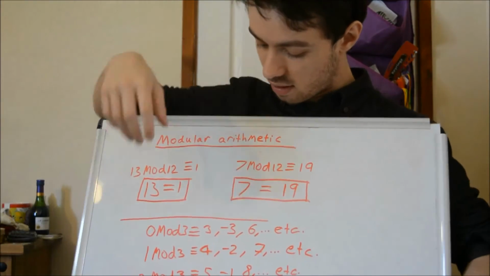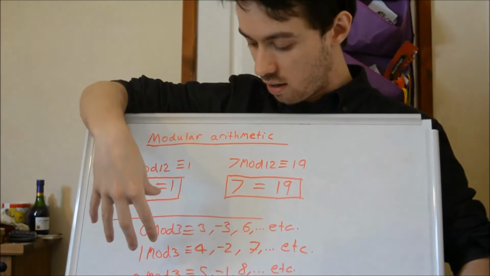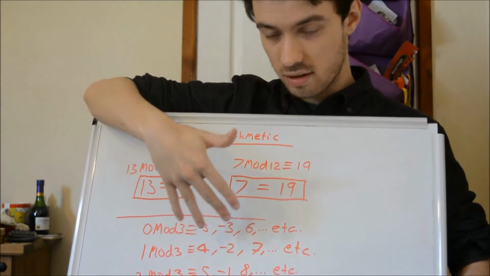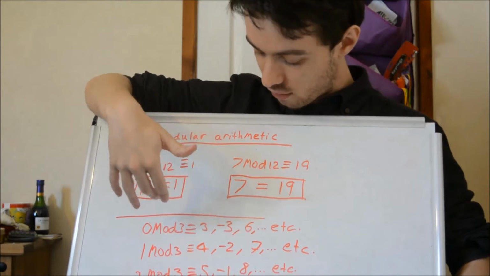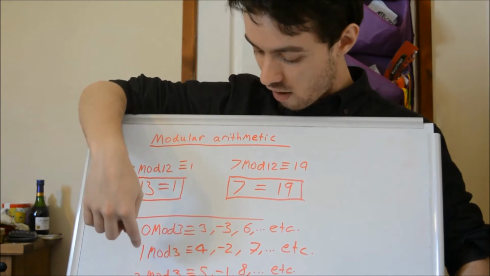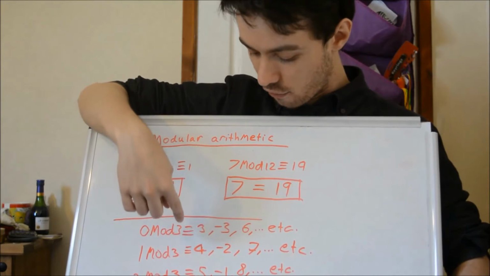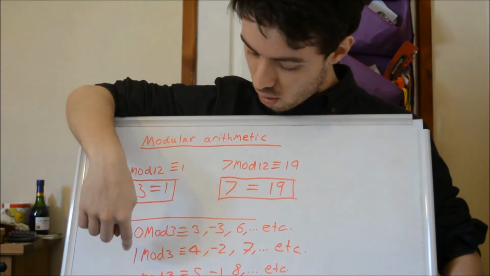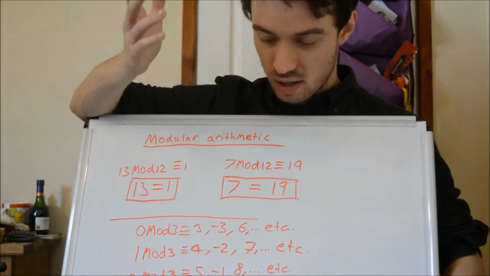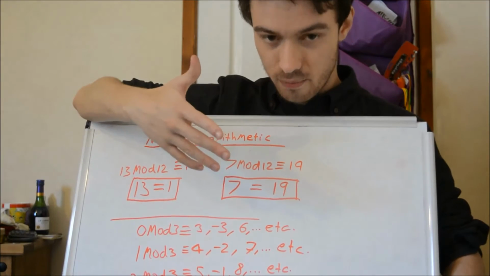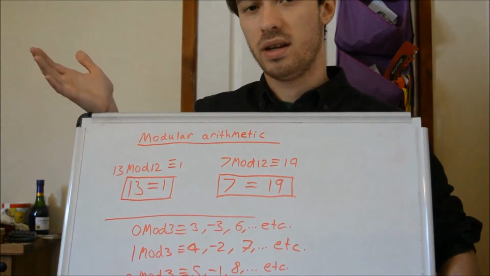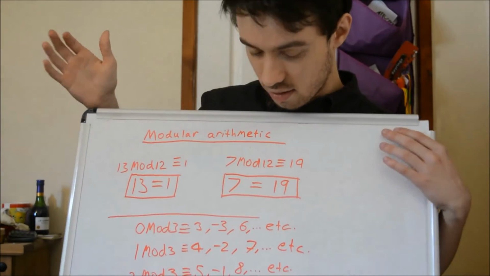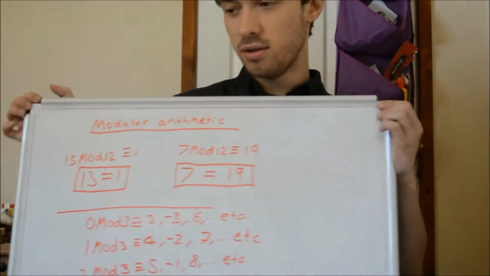So if we look at this on the whole for mod 3, we can see that there's an infinite amount of numbers for each different mod value. For 0 we can have 3, minus 3, 6, 9, 12. For 1 mod 3 we can have 4, minus 2, 7. And for 2 we get the same. And this is essentially modular arithmetic. It's quite a handy thing, and we're going to use it.